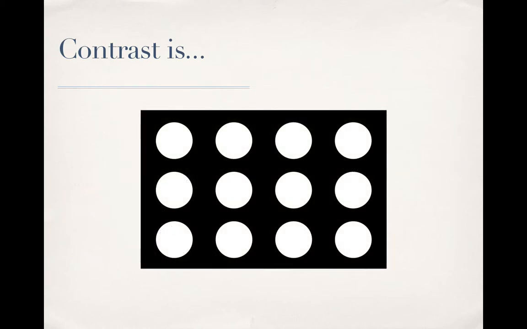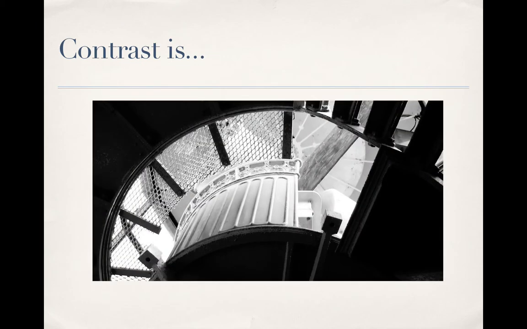So in this simple example, I have the same white circles from the variety example. What I did is I made them all white and put them on a black background. So you have these big, bold, bright circles on this dark background, so they really pop out.